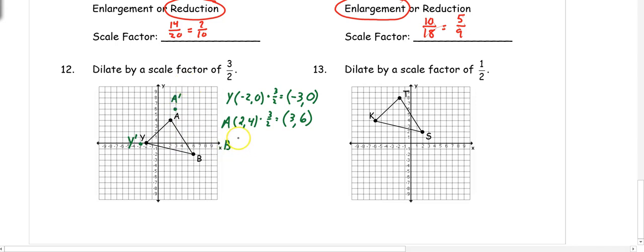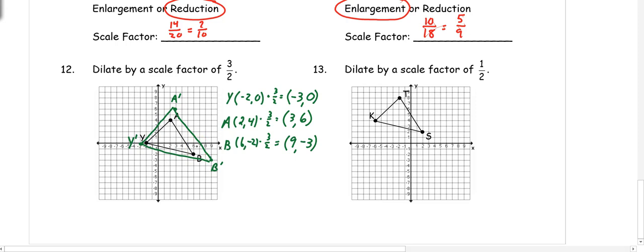And then our b coordinate was 6, negative 2, and we're going to multiply by 3 over 2. So when we do 6 times 3 over 2, we get 18 over 2, which is really 9. Negative 2 times 3 over 2 is negative 3. So we're going to go to 9, negative 3. This is b prime. Notice that our scale factor was greater than 1, so our new figure is larger than the original.